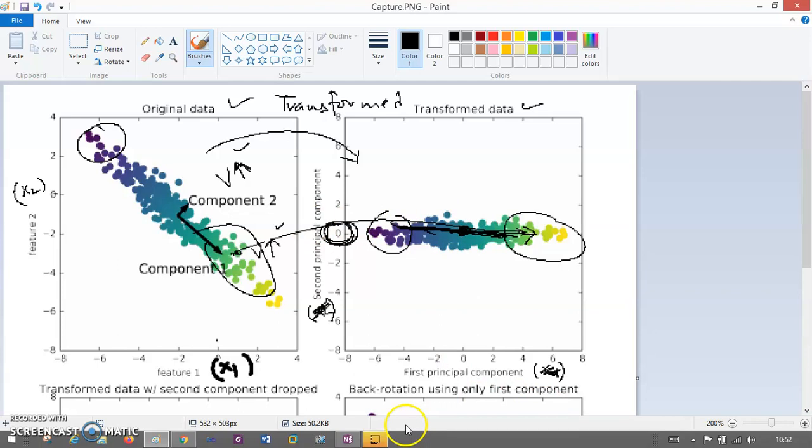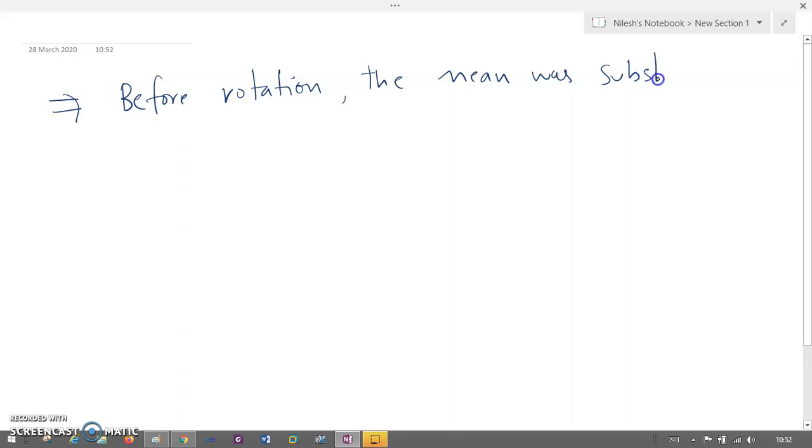So in the notes section, write down here that before rotation, the mean was subtracted from the data.